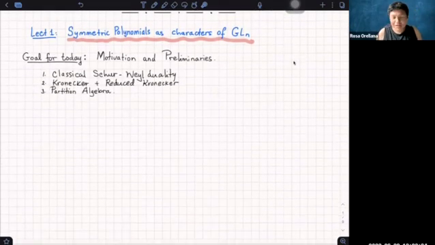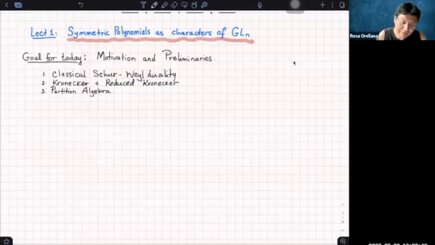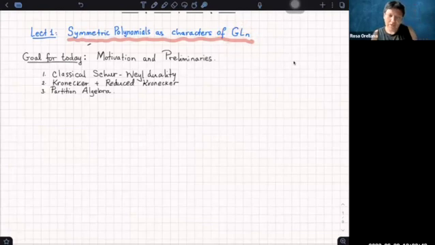I just prepared only the first slide. But the lecture title of today is Symmetric Polynomials as Characters of GLN, to remind you and basically tell you the philosophy that we are taking in this lecture series. And today, my objective is to give you a little introduction to three things that play a key role in everything that we do: Schur-Weyl duality, Kronecker and reduced Kronecker, and the partition algebra.